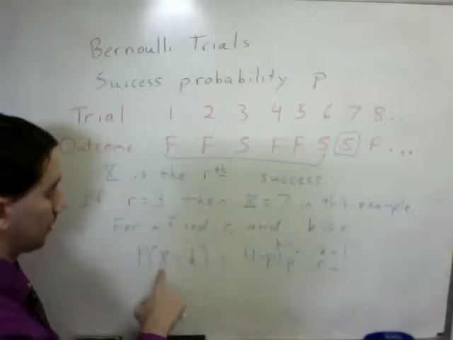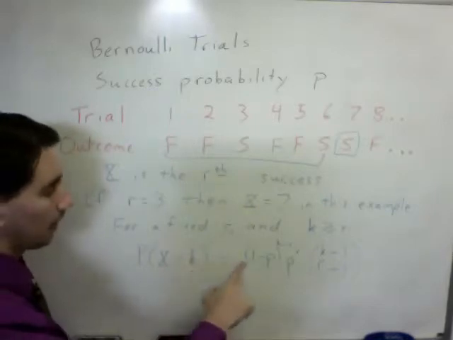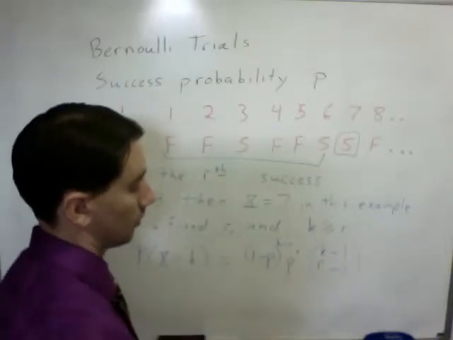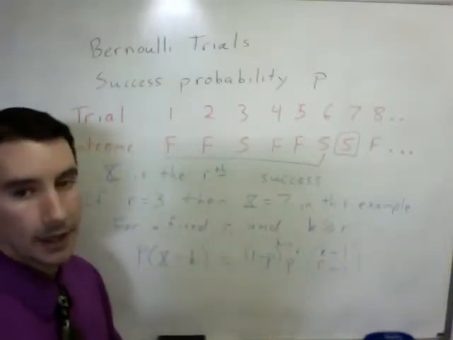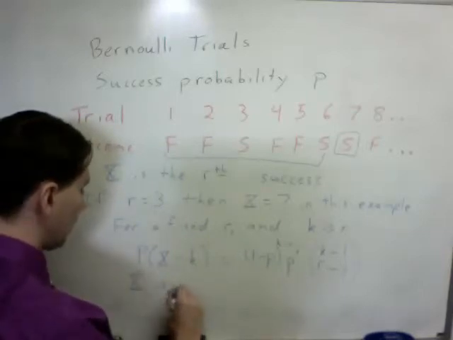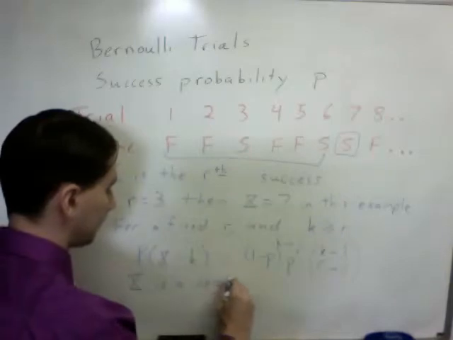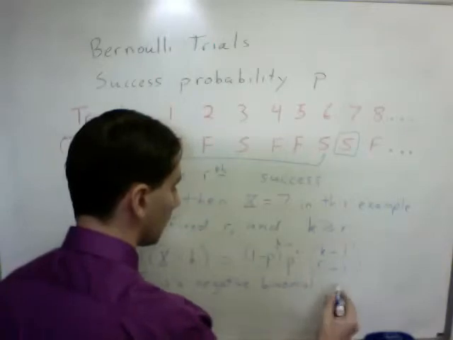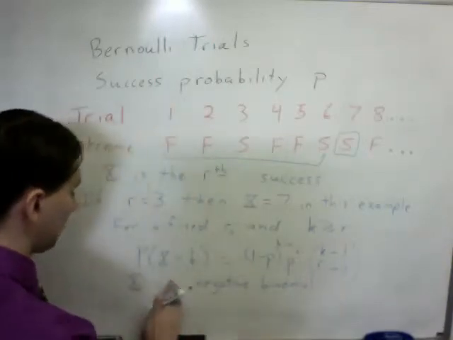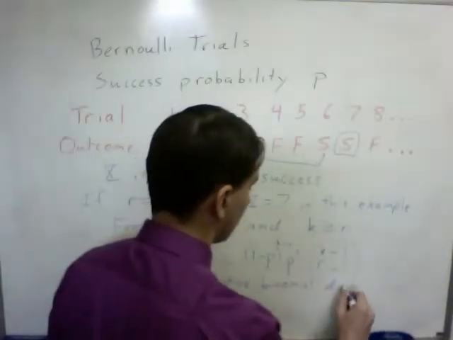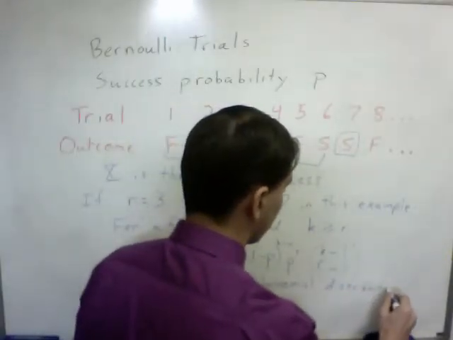The probability that our rth success is on the kth trial is 1 minus p to the k minus r, p to the r, and then k minus 1 choose r minus 1. And this kind of random variable is called negative binomial. So x is a negative binomial. Or I should say maybe x has a negative binomial distribution, to be a little less careless.